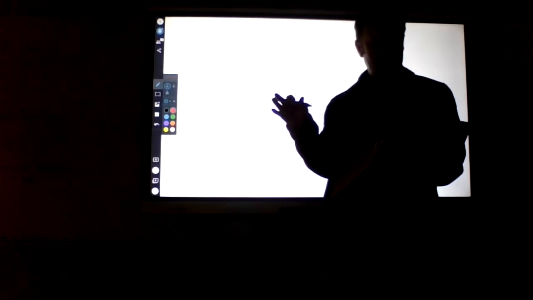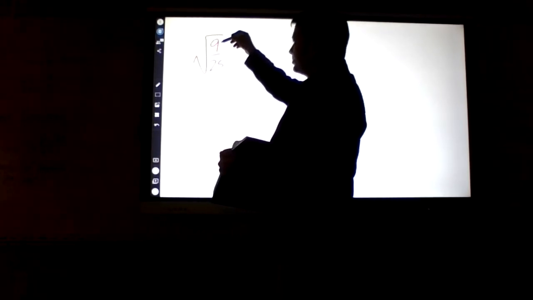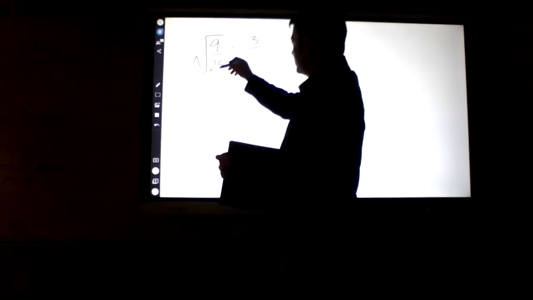What's the 1/2 power mean? Square root. So when you square root 9/25, you can use a calculator. What times what equals 9? 3. What times what equals 25? 5. So 3 over 5.